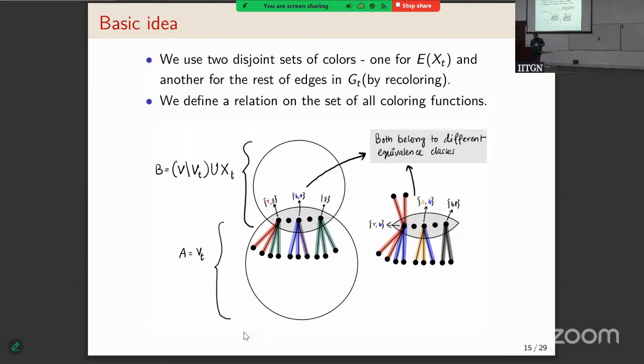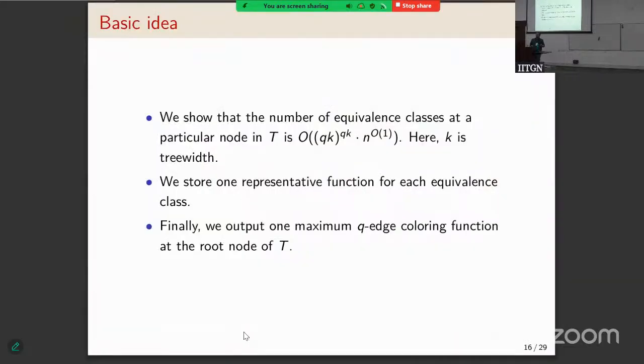And the number of equivalence classes can be upper bounded by q^k into n^O(1). Because, like I told you, for a vertex in the X node, given that the tag size is at most k, the total available colors is qk. The upper bound is qk, but on a vertex I can color with at most q colors. So q^k at most to the power qk, and then polynomial. So we store basically one intermediate function for one equivalence class. Overall, we'll be storing O star of q^k to the power qk, the total number of coloring functions at any node.